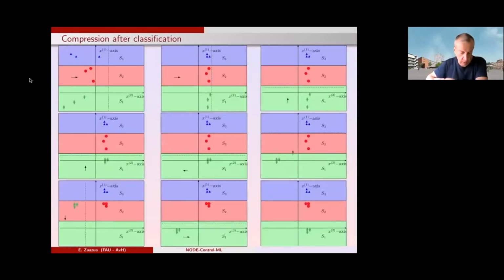Okay, so you see that we can also proceed to compression after classification, right? Once we have reached this configuration in which the points are well classified, if you tell me that you want to compress them, you can do the following.